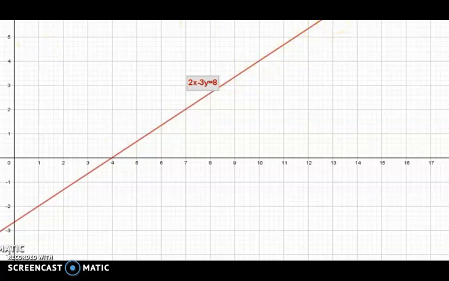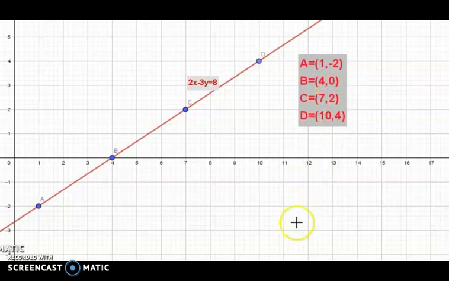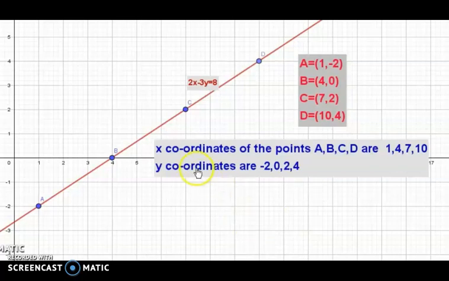Let us plot these points on the line and write them. Yes, so you can observe A is (1, minus 2), B is (4, 0), C is (7, 2) and D is (10, 4). Let us write the x coordinates and y coordinates separately. You can observe the x coordinates are 1, 4, 7, 10 and the y coordinates are minus 2, 0, 2, 4. Observe these, children. Yes, they are in AP.